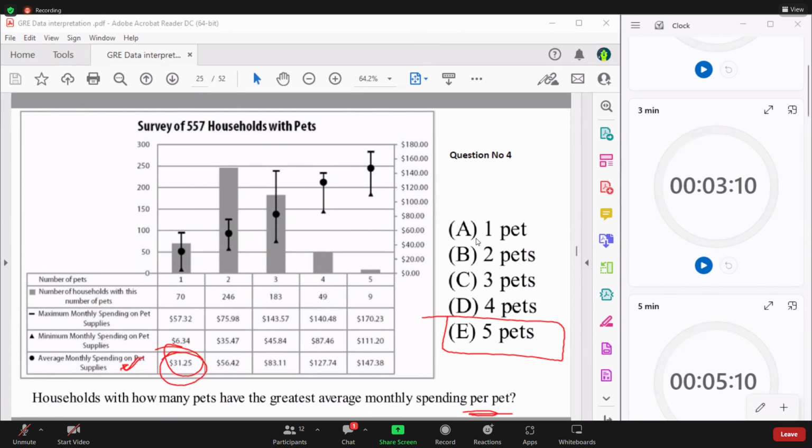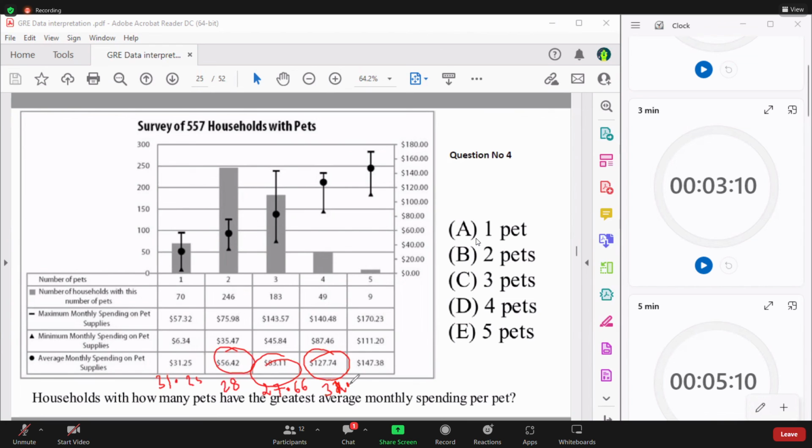So if you divide this by 1, this becomes $31.25 only. If you divide this by 2, this becomes somewhere around $28. If you divide this by 3, this will become 27.66. If you divide this by 4, it will come as 32, 31 point 176.